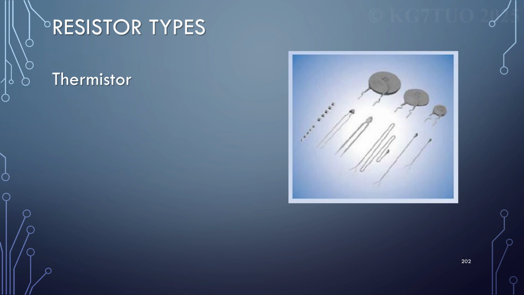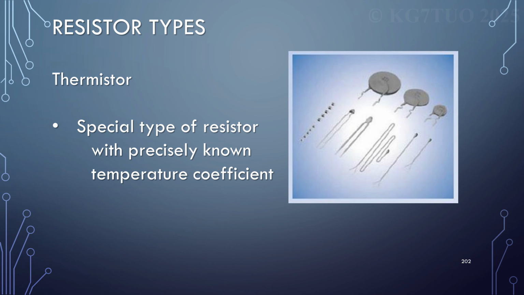Okay, resistor types. Thermistor, I talked to you about that. That's what it looks like, but that's not the only thing in there that looks like a flat pancake with wires sticking out of it. So, thermistor is a special type of resistor with precisely known temperature coefficient. Okay, remember we talked about whether it goes up or down with changes in temperature.